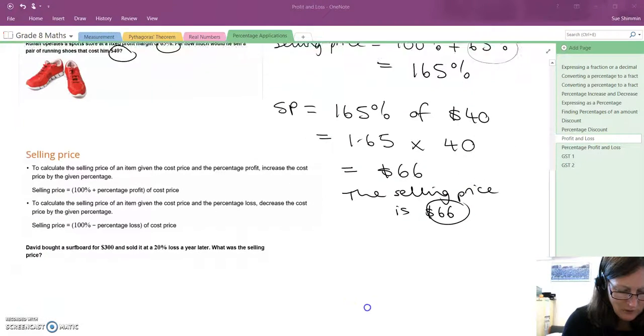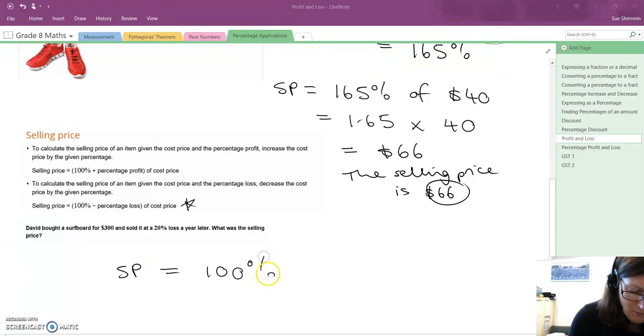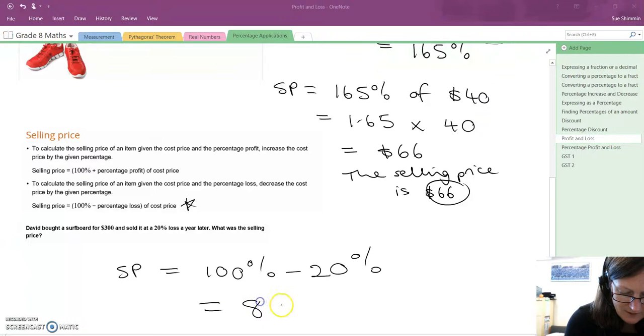Someone's now going to make a loss. David bought a surfboard. He bought it for $300 and he sold it a year later for a 20% loss. So he's made a loss on it. He's going to sell it for less than what he bought it for. Let's work out how to do this. So here, the selling price is 100% minus the percentage of the loss that he's going to make, minus 20%. So he's going to sell it for 80% of the cost price.